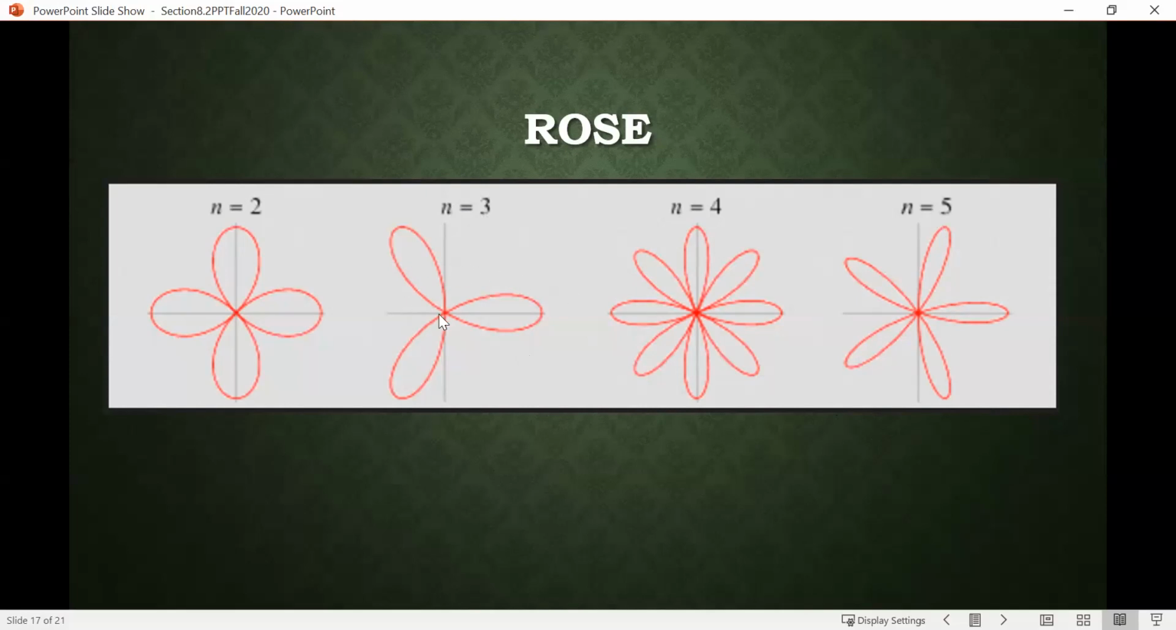So here, if we had something like, say, sine of 3 theta, we would have 3 petals like this, or sine of 5 theta, we would have the 5 petals like this.